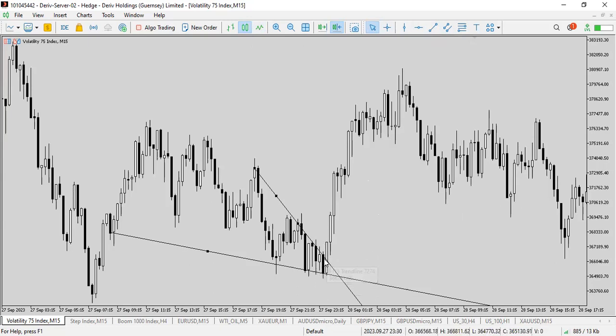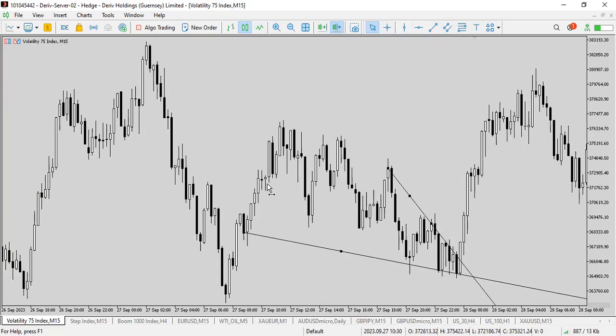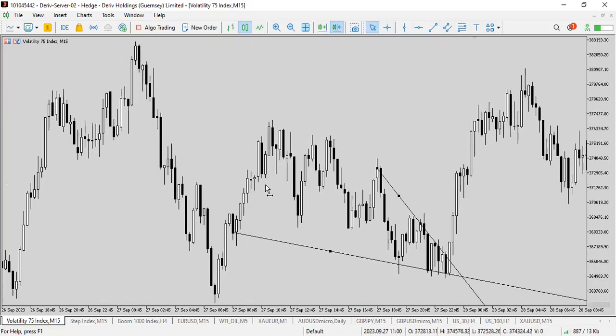What do you see here? Just guess, what do you see here at this point? That's engulfing. So take note of that.